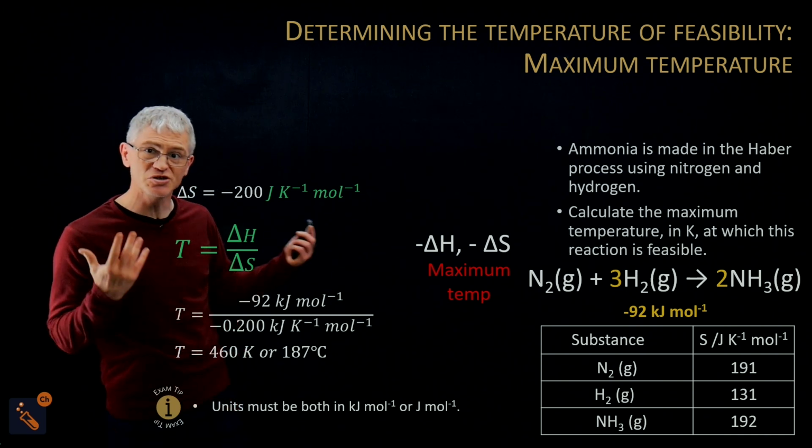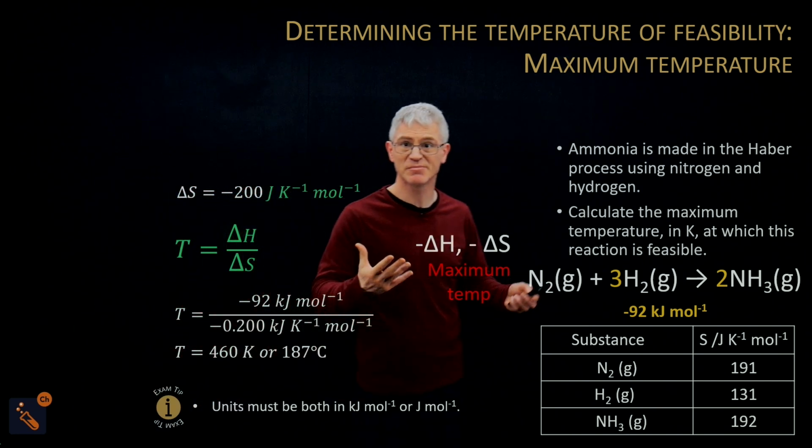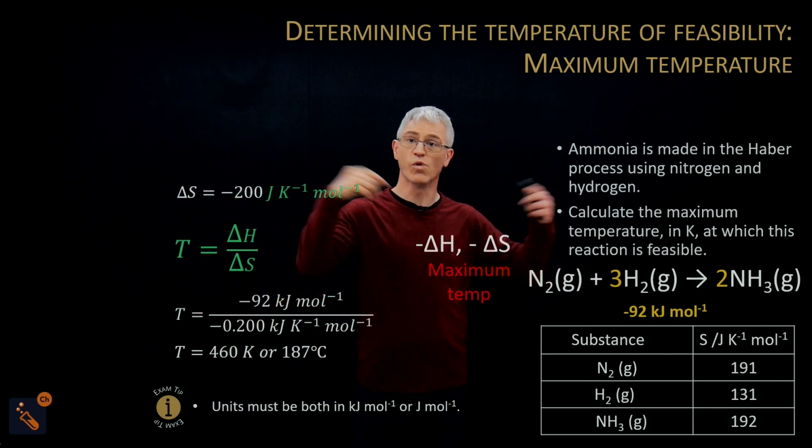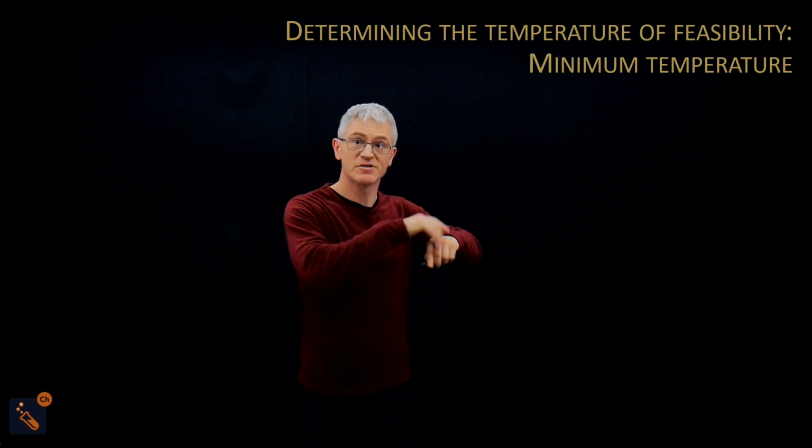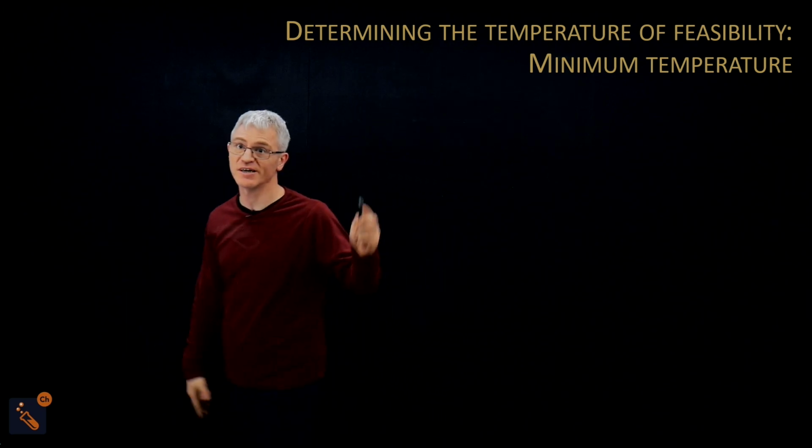Okay, so we've got 2 versions here of maximum temperature. Do you know if we've done maximum? Why don't we do minimum? So we're going to do another one on minimum temperature, but this time we're going to include Hess's cycles. So this is one of the more complicated ones.